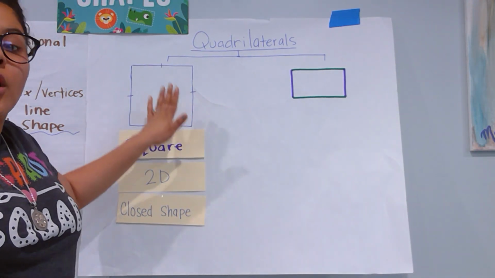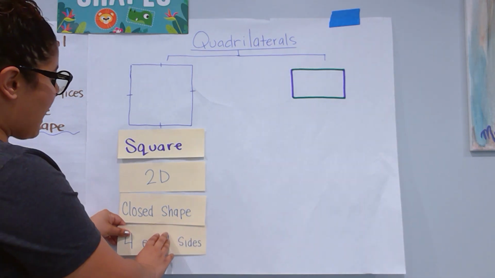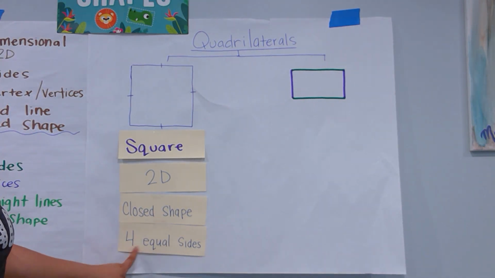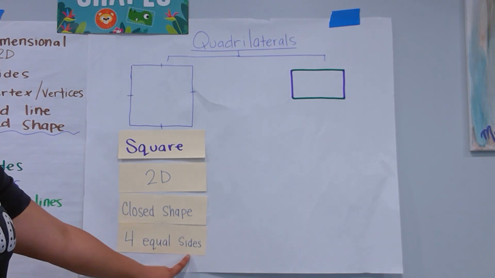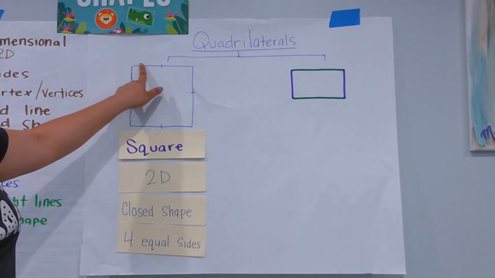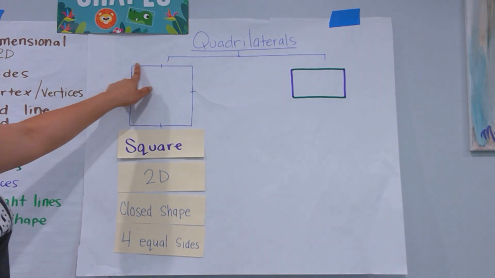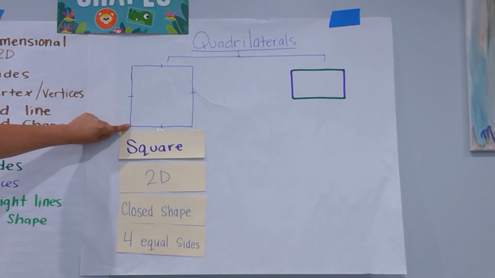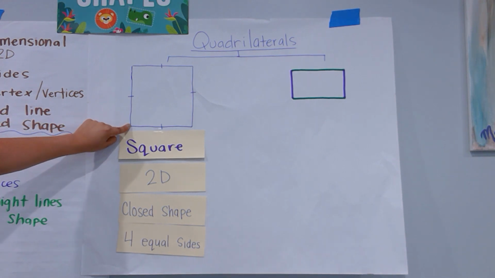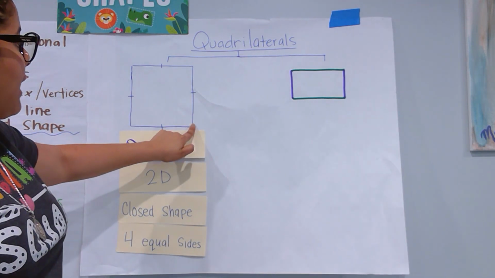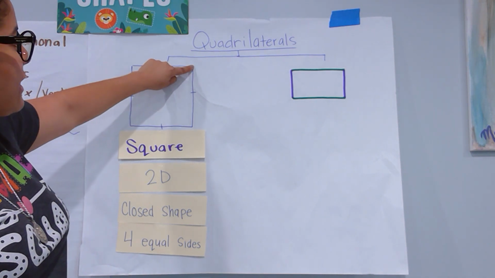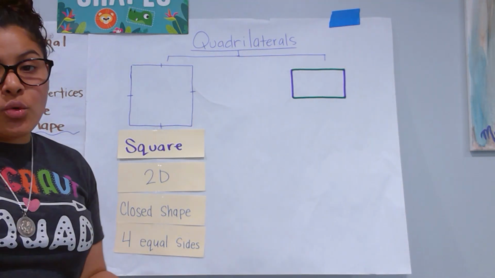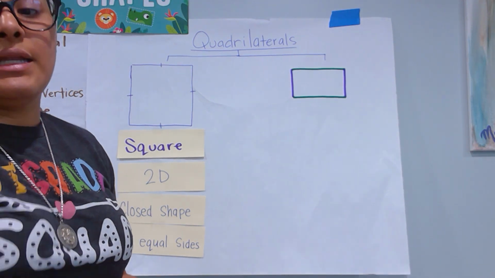What makes a square is that each side is equal. So it has 4 equal sides. The length of this line, this straight line, is going to be the same as this straight line. And that's going to be equal to this straight line and this straight line. So the sides are made up of 4 equal length lines.